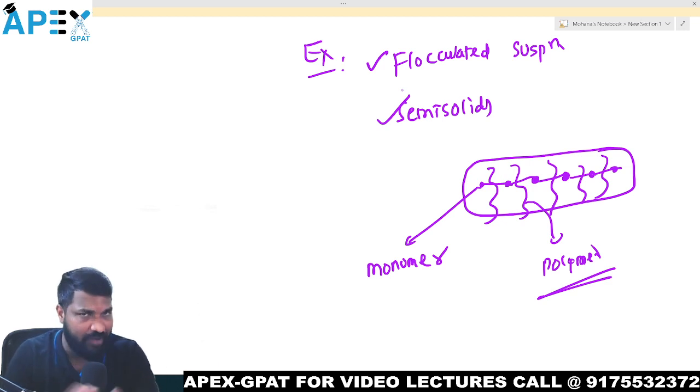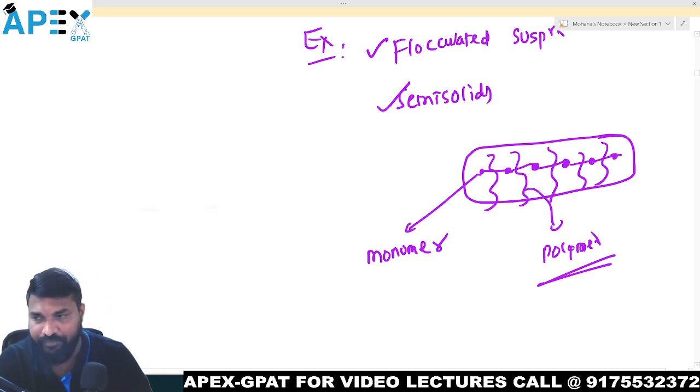Okay, everyone very, very clear? Very good. Now we will move to the second type of system. Here I am having the dispersion.